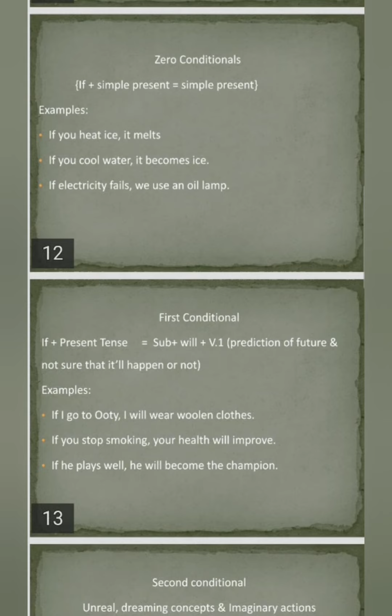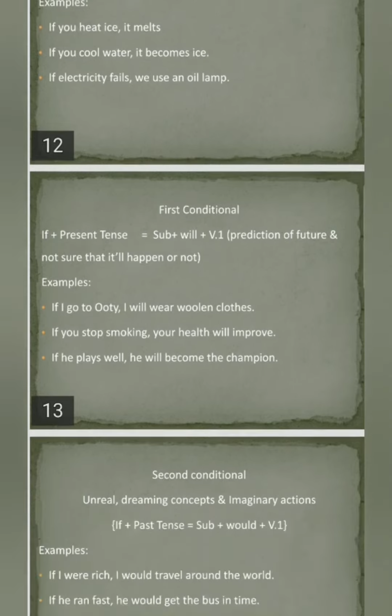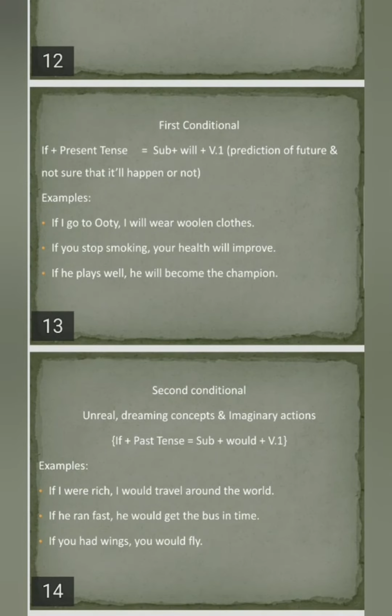So here we can see the rules. He plays. Plays is a present tense. So if plus present tense, in main clause, subject plus will plus verb 1. So he will become, and become is the verb 1. So here are the rules. Okay, right? Second conditional, this is an unreal and dreaming concept.